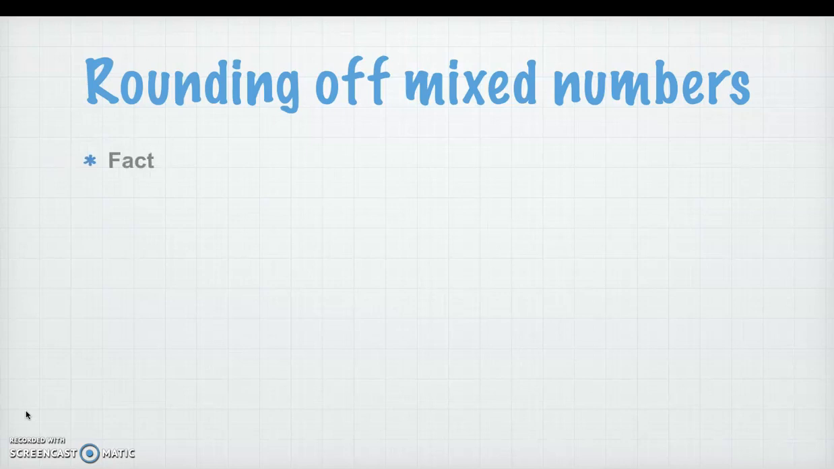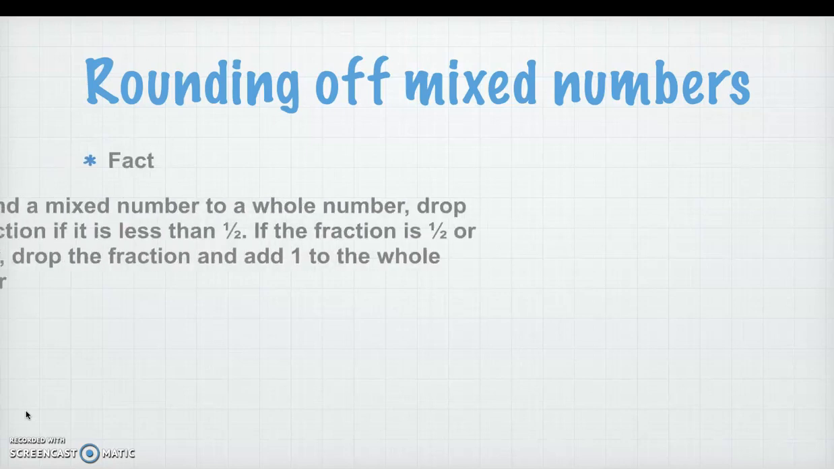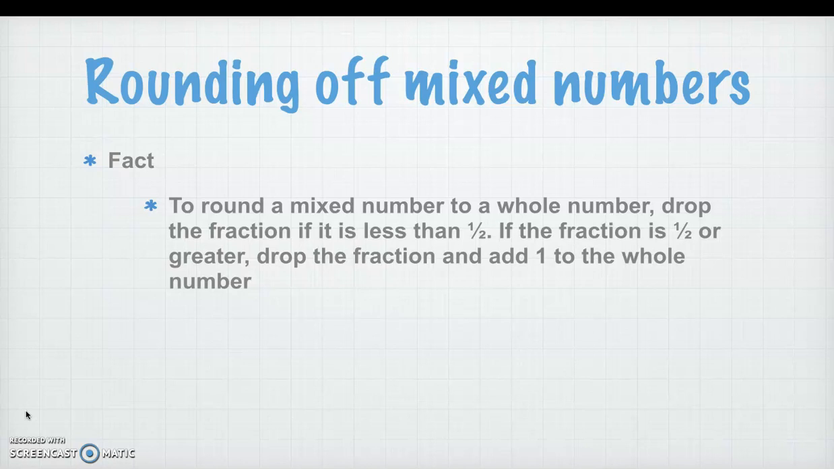So there is a fact that we have to know. Let's go and read that fact together first. It says, fact: to round a mixed number to a whole number, drop the fraction if it is less than 1/2. If the fraction is 1/2 or greater, drop the fraction and add 1 to the whole number. So it's the same exact concept as when we were rounding decimals or whole numbers.